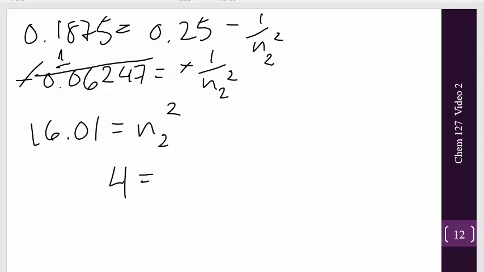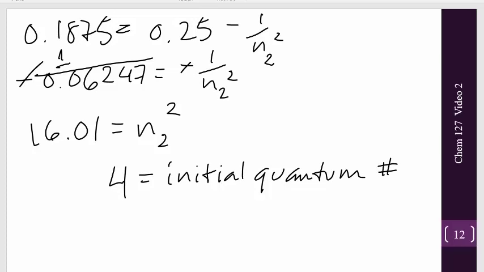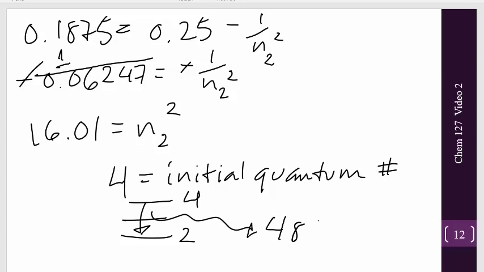So this is going to be the initial quantum number. So we know that the final quantum number was 2, so this particular electron in hydrogen was going from the 4th level down to the 2nd quantum level, and it emitted that photon of 486.1 nanometers.